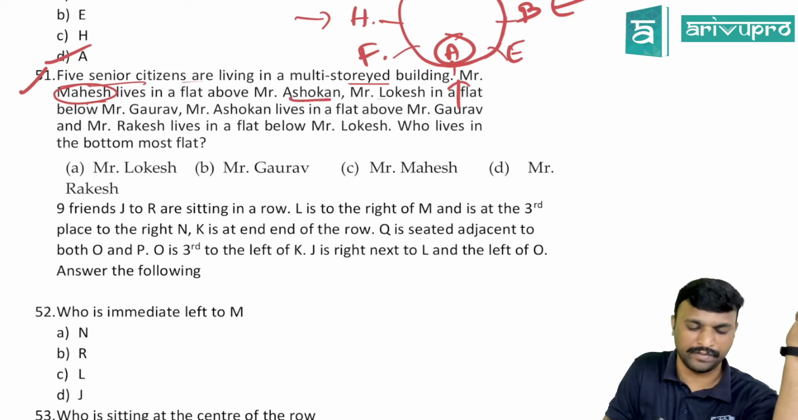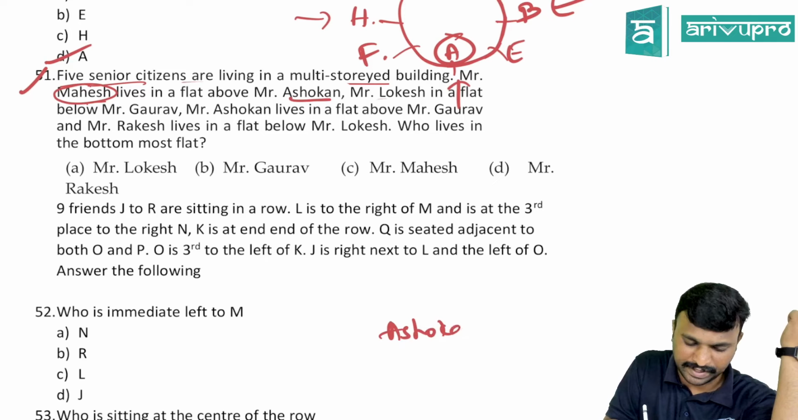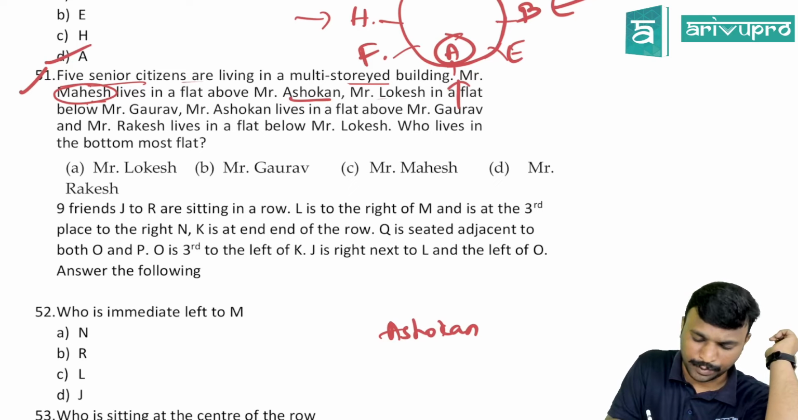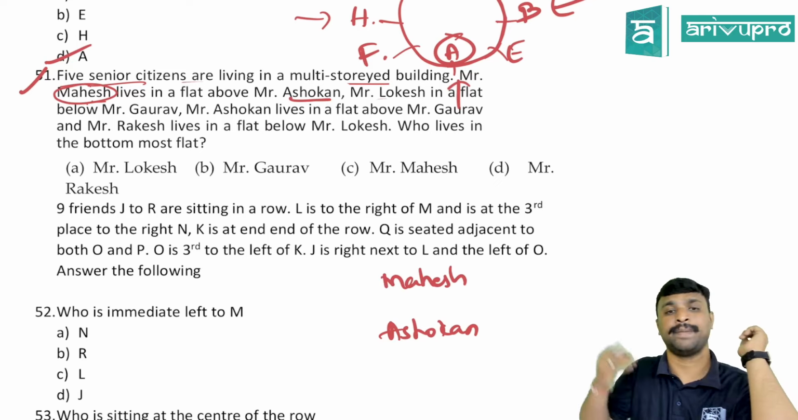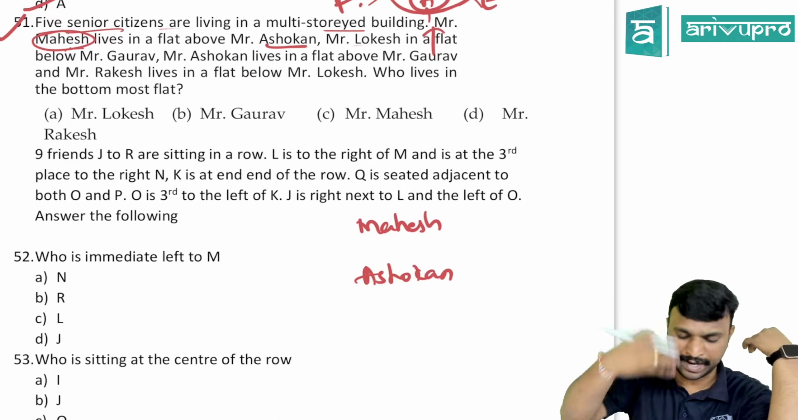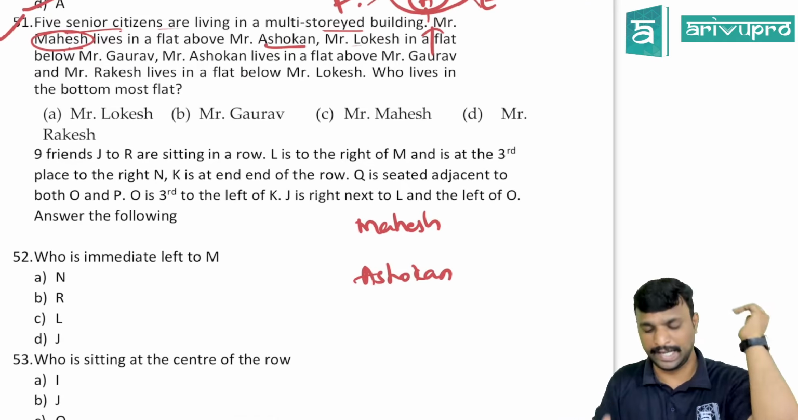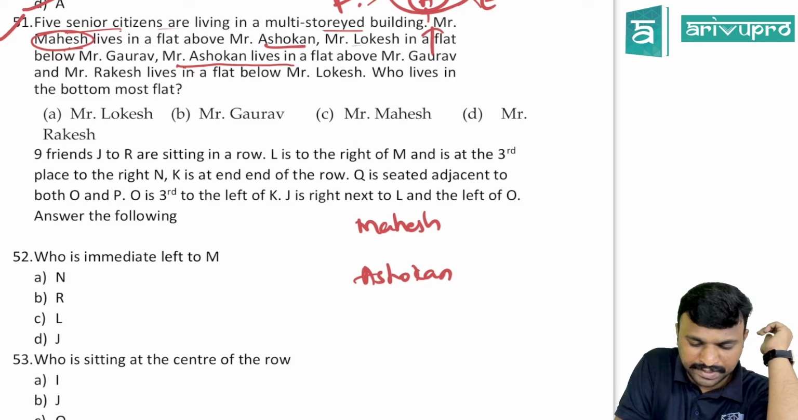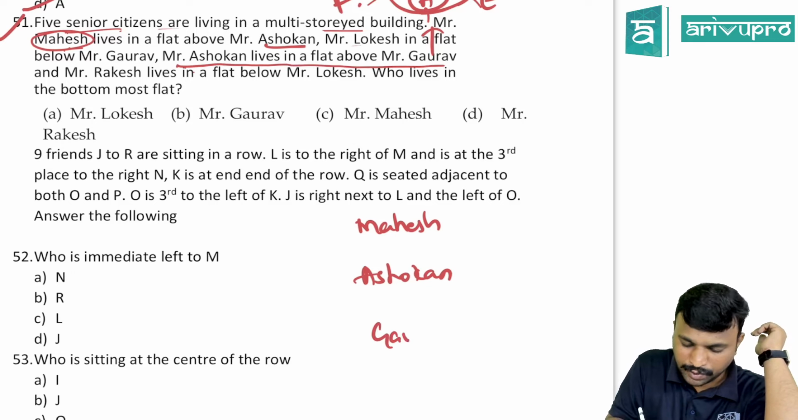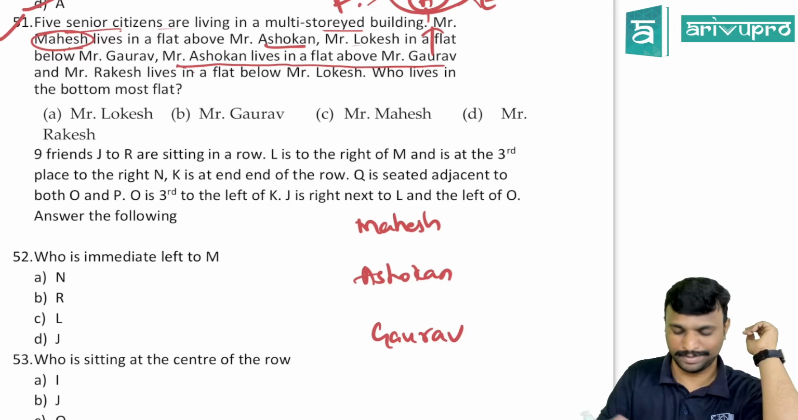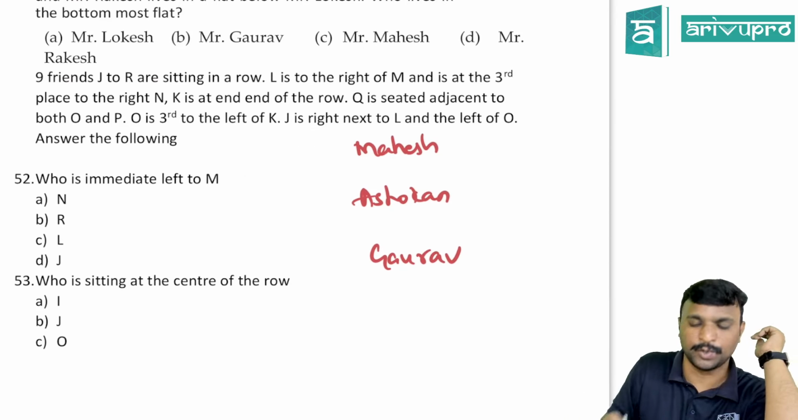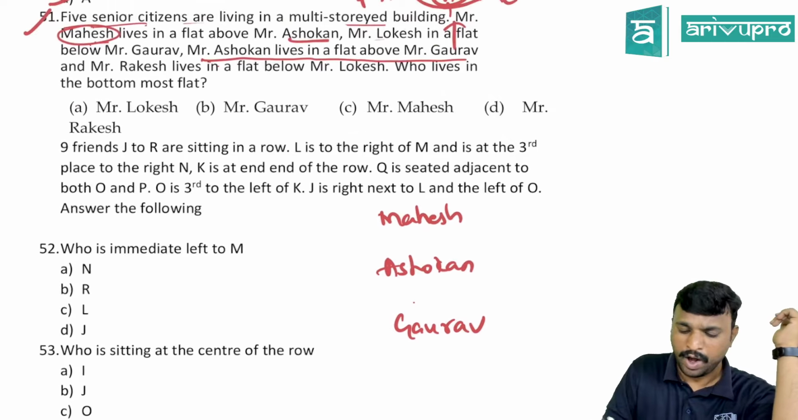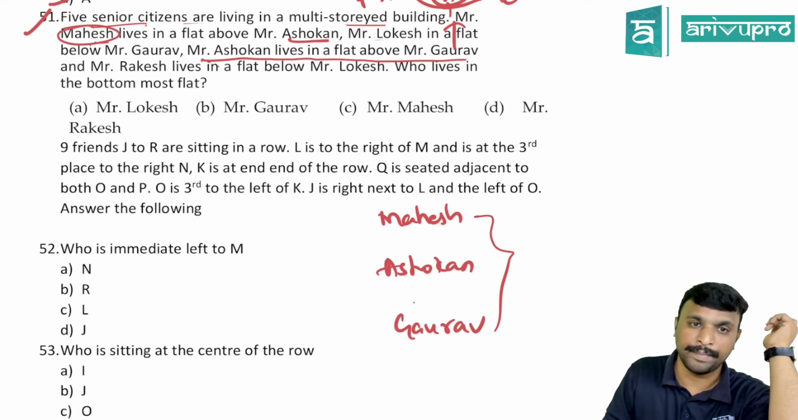So let me take Ashokan first of all. With respect to Ashokan, what are the statements we have? Mahesh lives in a flat above Mr. Ashokan. So leave a gap and mark Mahesh, because it can be 2 flats above or 3 flats above, where exactly we don't know. So I leave a space. And then with respect to Ashokan, there's one more statement: Mr. Ashokan lives in a flat above Mr. Gaurav, so Gaurav should be below. Show some space between Ashokan and Gaurav. There could be one or 2 more flats between them. We don't know. Now we have already marked 3 flats: Ashokan's, Mahesh's and Gaurav's.